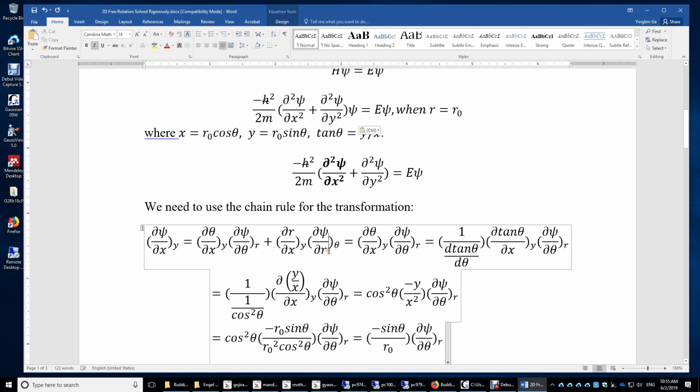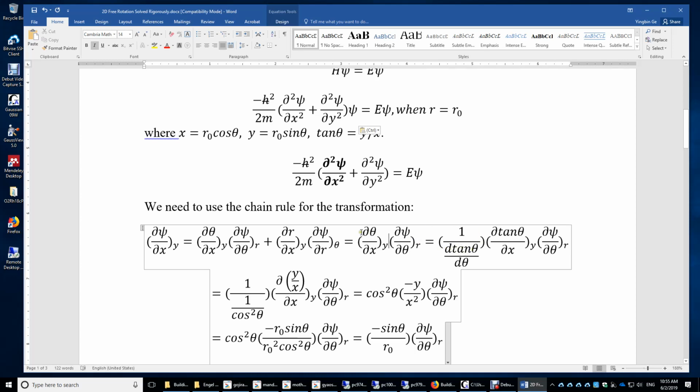But in this case, we're fortunate. This r is a constant. We don't have to worry about the second term. So essentially, it's just this. Psi changes with theta, and theta changes with x. This is the chain rule. So we just have this simpler term. And how about delta theta over delta x? It's a little bit difficult to do. We'll have to introduce another intermediate variable, the tangent theta.